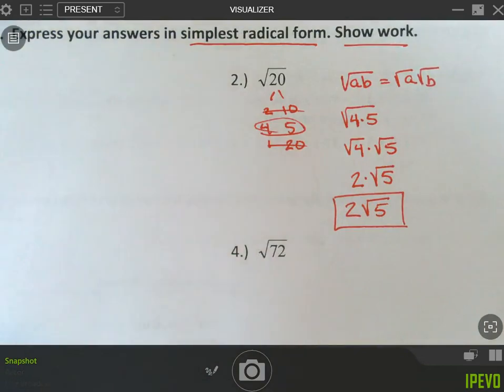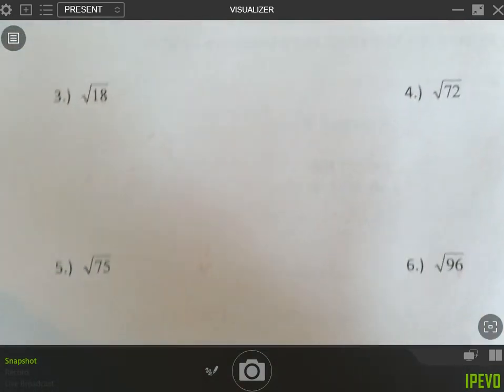Okay. All right, let's jump over to the square root of 18. Is 18 a perfect square?